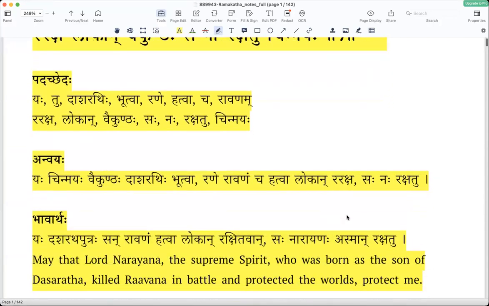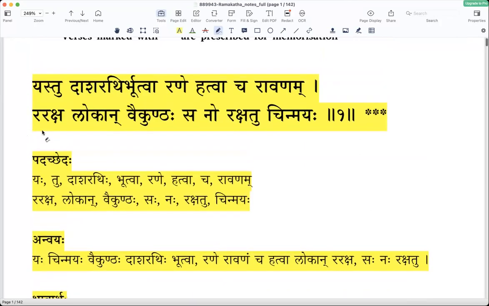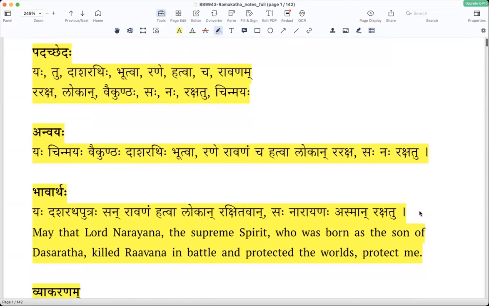This next bhavartham is given in the text itself, usually. So this yaha dasharatha putraha sanna, you can read this also. Yaha dasharatha putraha san ravanam hatva lokan rakshitavan saha narayanah asman rakshatu. Okay. Here raraksha is in which lakara? Lit lakara. And rakshatu is lot lakara. I think it's a fairly simple one.